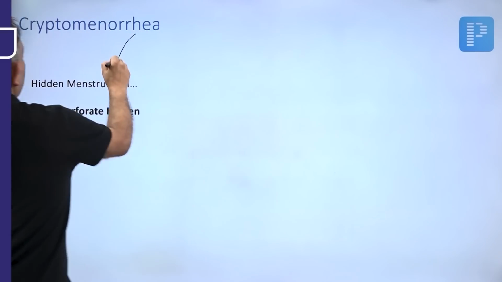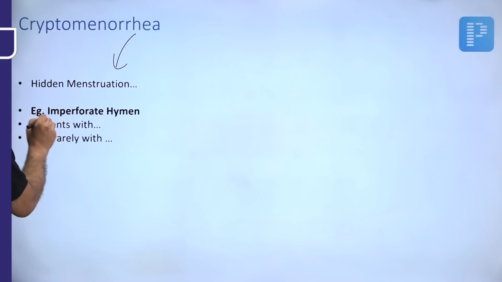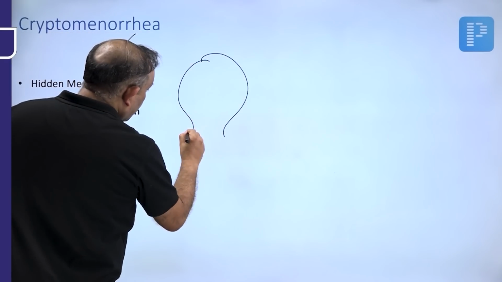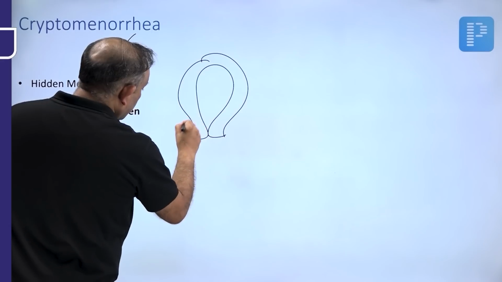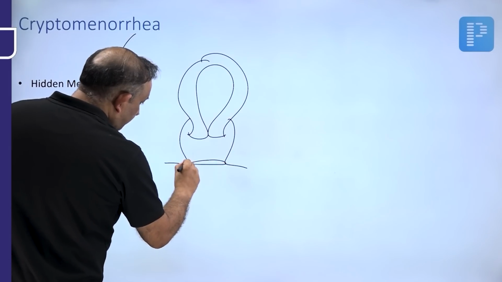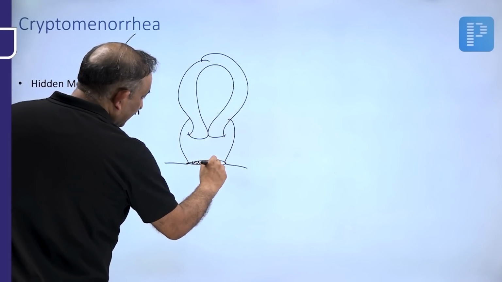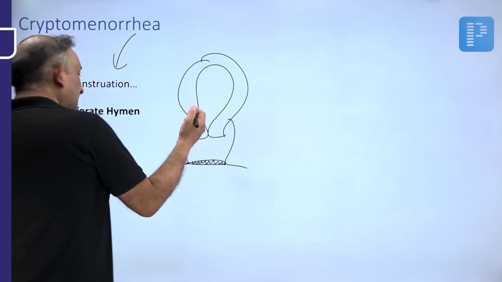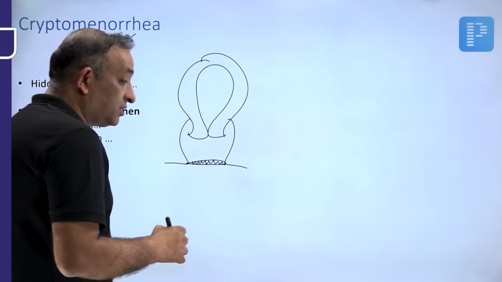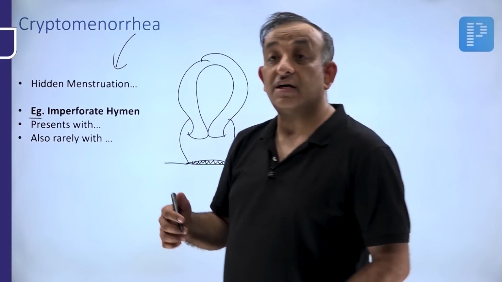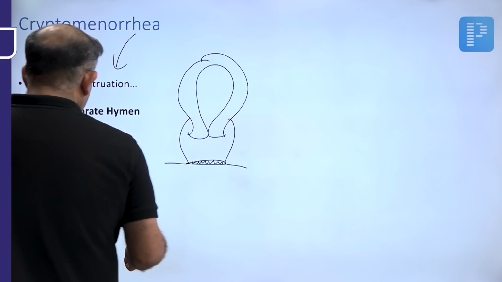So let us see what is cryptomenorrhea. We mean hidden menstruation. Here, for example, imperforate hymen is a condition where the uterus is formed, the cervix is properly formed, the vagina is formed, the upper vagina, lower vagina, just that the hymenal opening has not properly canalized. So what happens is that this woman, let's say at 12 years, actually starts menstruating. When she starts menstruating, the blood will start accumulating in the uterine cavity and then it will also start accumulating in the vagina.